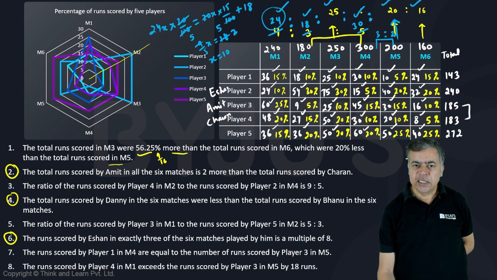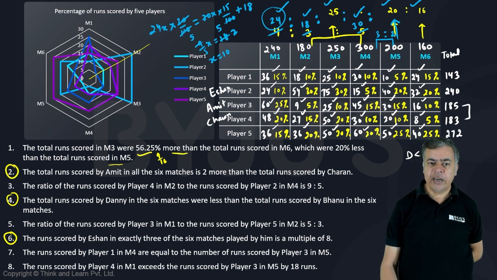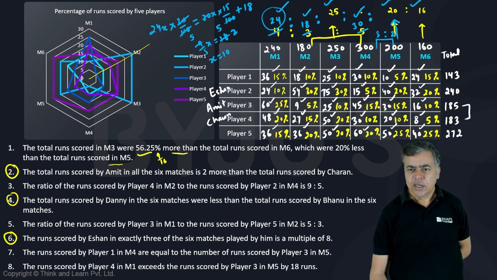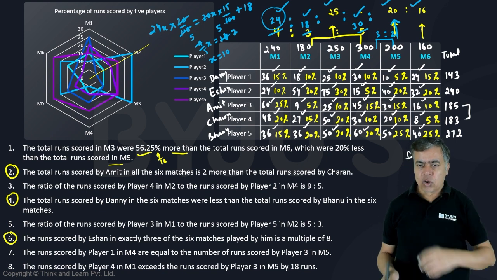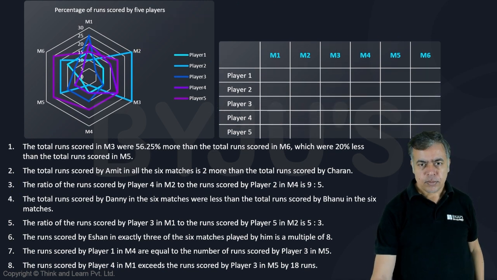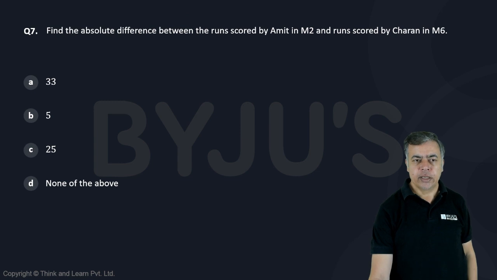If this is Ishan and the remaining are Danny and Bhanu, right? So Danny must be less than Bhanu. So this must be Danny and this is Bhanu, right? Okay, so we got the names also, score also. Okay, I think we can answer.